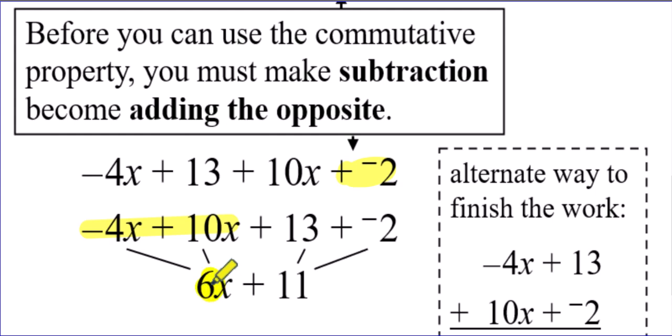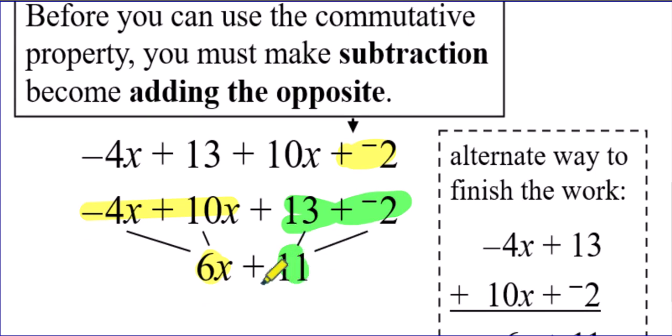These like terms here give me 6x because a negative plus a positive, you subtract in your head. And then the constants, they are like terms with each other. Since again it's a positive and a negative, you'll subtract in your head and you'll get 11. And you won't add these together here. You will not make this 17x because as we all know, we will never, ever, ever add unlike terms together.